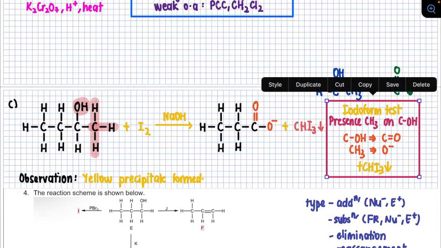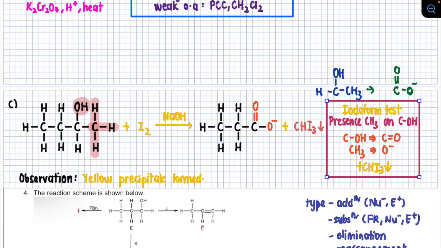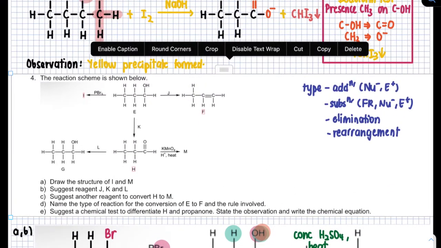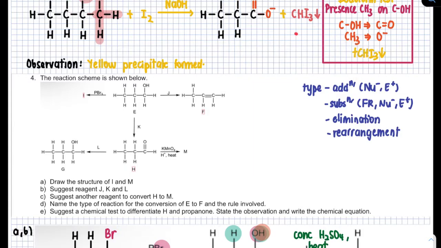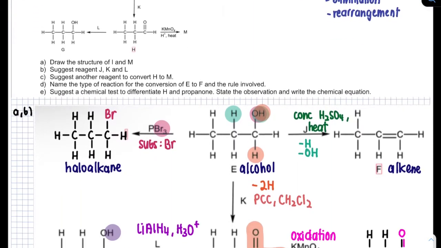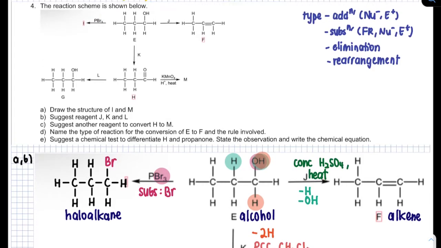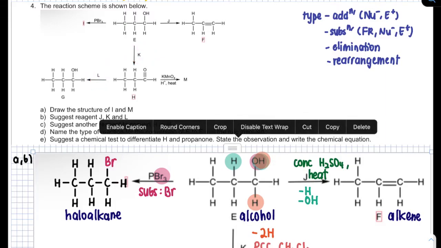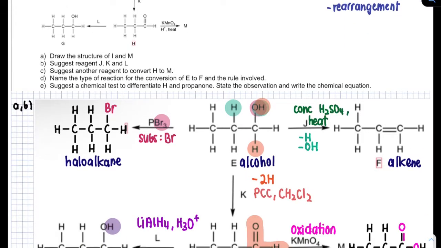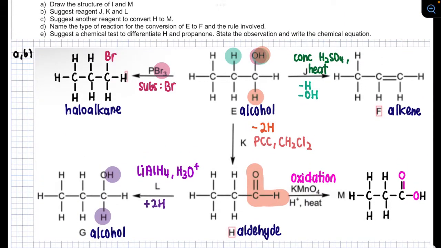Okay, next let's look at question number 4. Here they give a reaction scheme, so let's do it together. It mentioned to draw the structure of I and M. So this is I, this is M. And then suggest reagents J, K and L. Okay, so we start from E. E here is actually our alcohol, and it's actually a primary alcohol.